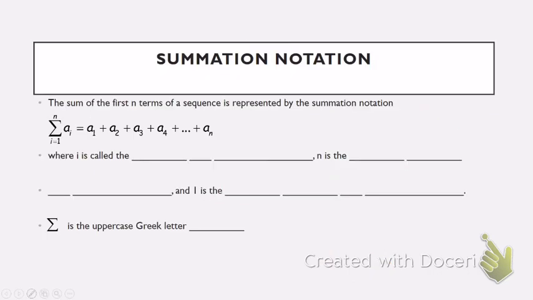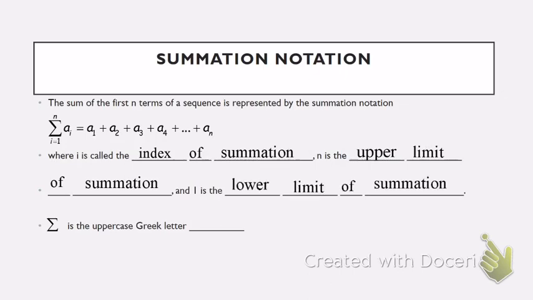Last but not least, we have summation notation. Summation notation is represented with what you see on your screen, on your paper. When you look at this, i is called the index of summation. n, which is above the sigma, is called the upper limit of summation. The number 1 is called the lower limit of summation. And the big E symbol is called a sigma. It's a Greek letter.